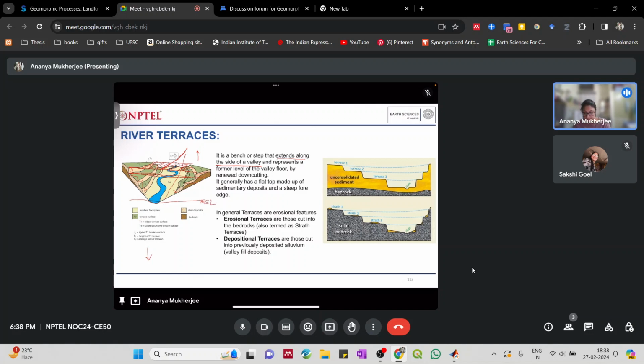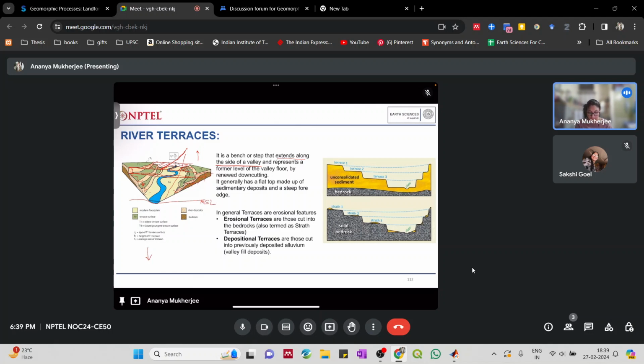So you can see that this is the modern floodplain, and these are terrace surfaces. These were also the floodplains when the river was flowing at that level compared to the mean sea level at that point in time. You can see that the upper part is the river deposits, and this is the hard rock which was there previously, but now it has been eroded away.